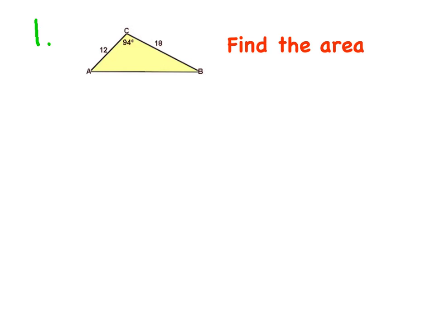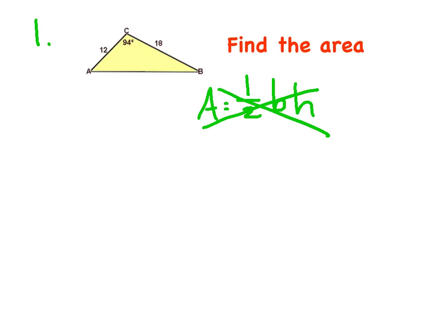Alright, example 1. Simply put, find the area of this triangle. Well, all I'm saying is I can't use 1/2 base times height because I don't have a right triangle. So that's a great formula, but again, that was for right triangles. So now I'm going to use the trig formula. Area equals 1/2 AB sine C.